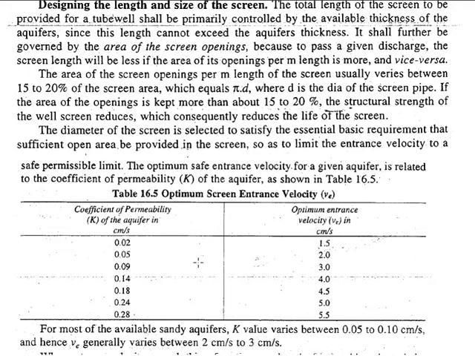Again, there are certain recommendations in the IS recommendation regarding the optimum entrance velocity in the well through these holes, depending on the coefficient of permeability of the aquifer. If we know this K value, then we have a direct relation. Let's say if we have 0.24 centimeter per second, then the optimum velocity will be 5 centimeter per second. So this table helps in getting the optimum entrance velocity of the water inside the well.